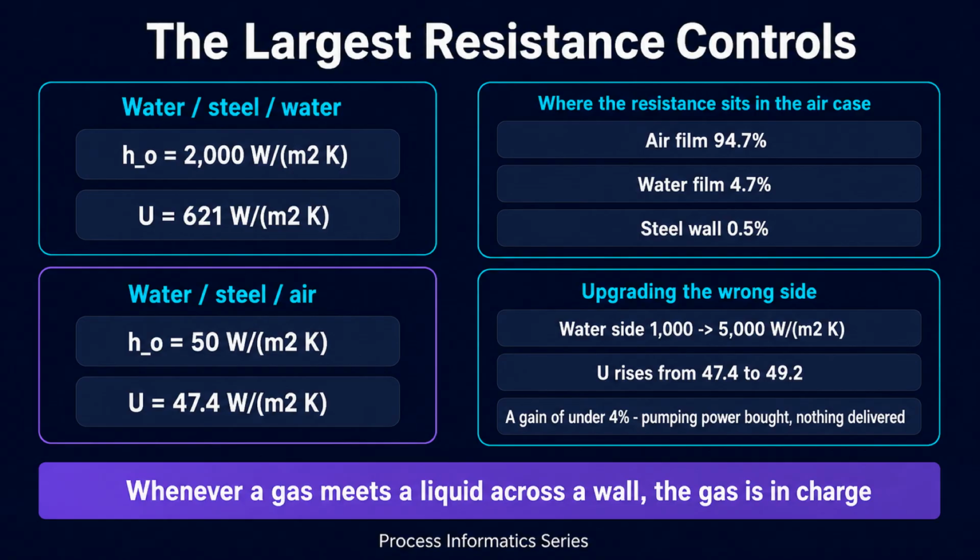Run it the other way on the first case. Doubling the smaller resistance's coefficient, 2000 to 4000, lifts U from 621 to 735, an 18% gain, while doubling the dominant 1000 to 2000 lifts it to 900, a 45% gain. This single rule explains a great deal of real equipment. Whenever a gas meets a liquid across a wall, the gas is in charge.